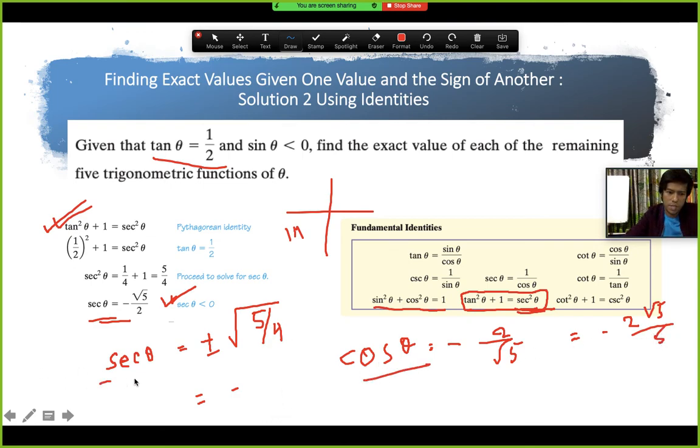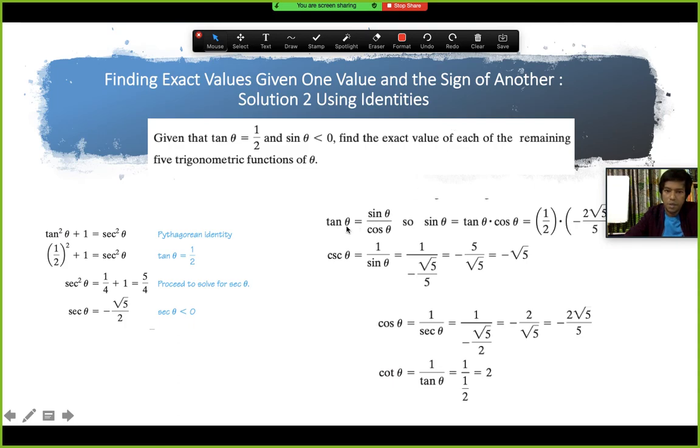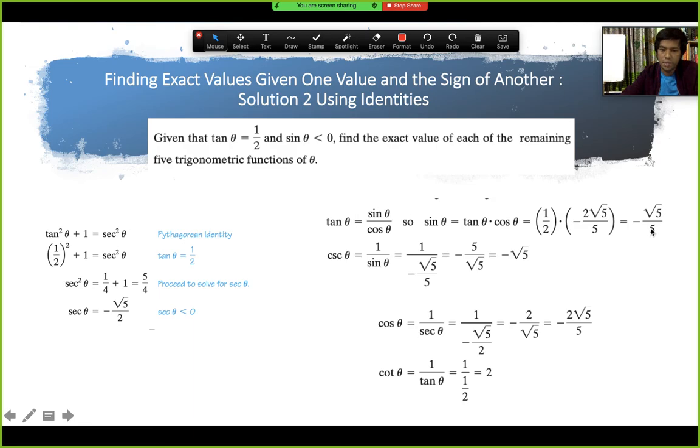Now you have the cos theta value, sec theta value, and tan theta value. So we can use this formula to find sine theta, because we have tan theta and cos theta. By using these formulas, it is very easy to find the other things. Tan theta equals sine by cos, that means sine equals tan into cos, and we already have the tan value and cos value. We just multiply and we have the answer. Then cos theta equals 1 by sec theta, so we get cos theta as minus 2 root 5 by 5. Cot theta is the reciprocal of tan theta, so we can find this.